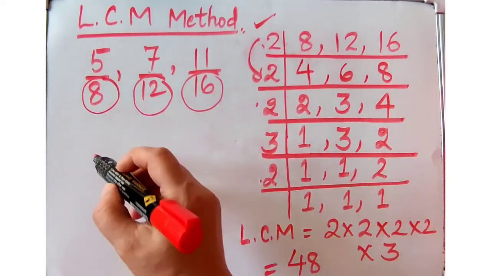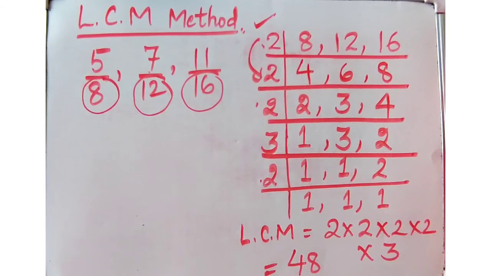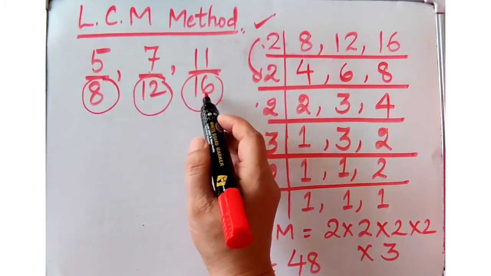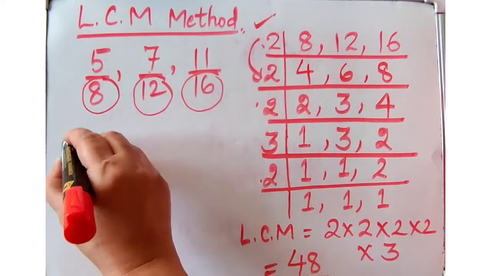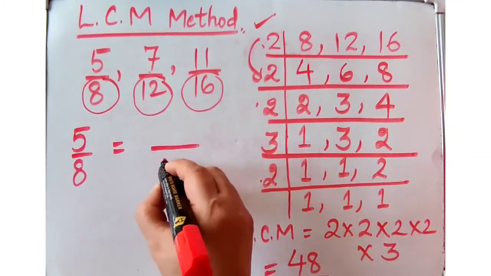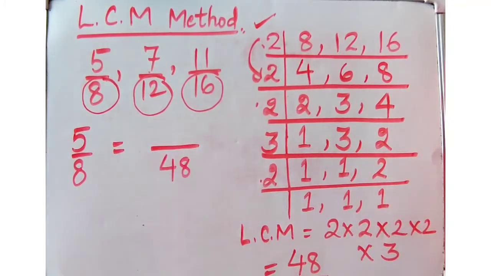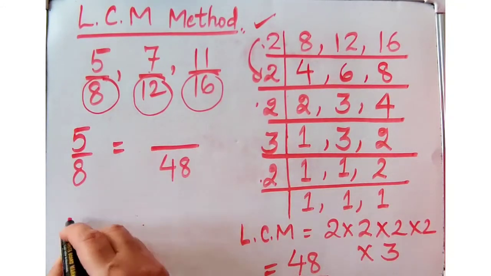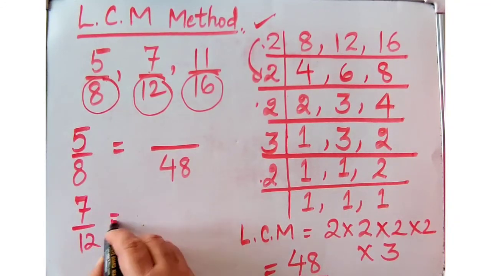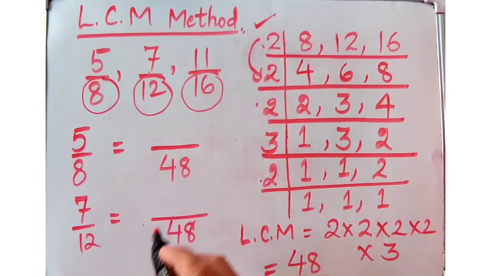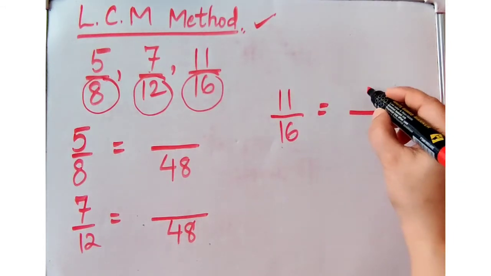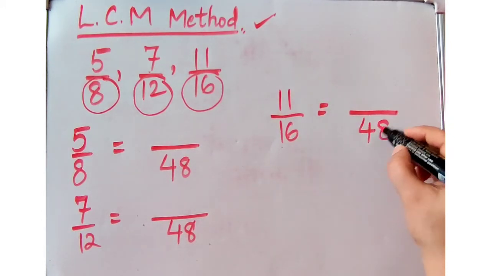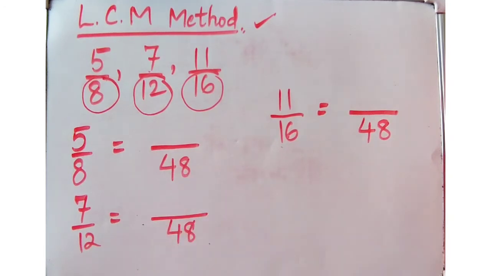Now we have got the LCM as 48. So my next step will be converting these fractions to fractions with the denominator as 48. That means 5 by 8, the denominator should be 48 and I will find the numerator. Similarly for 7 by 12 also, the denominator will be 48 and I will be finding the numerator. And similarly for 11 by 16 also, I will be finding the numerator with the denominator as 48. This is just the case as we do it in equivalent fractions.